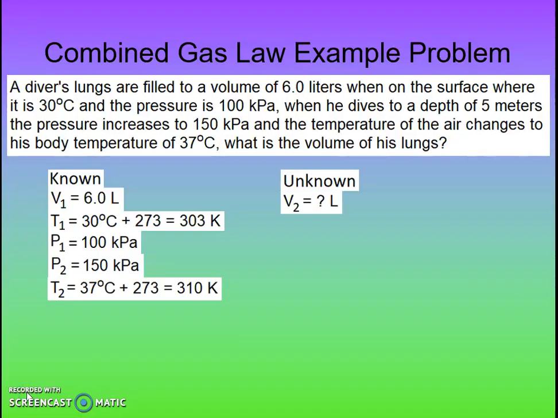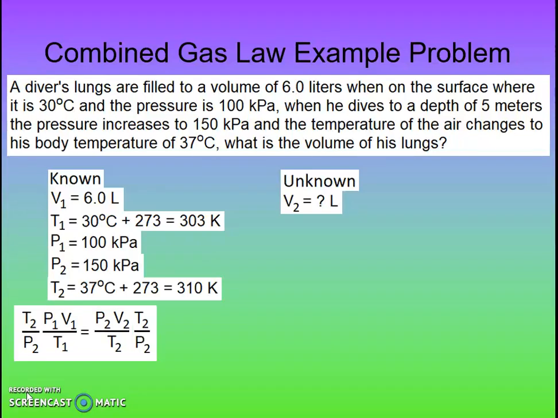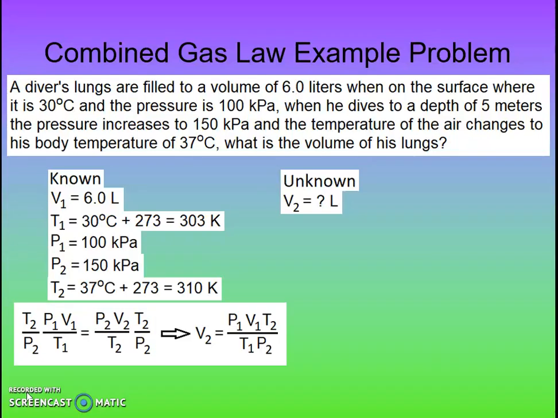So again, we use the combined gas law. It's going to relate all three of these variables of two sets of conditions to each other. So P1 V1 over T1 equals P2 V2 over T2. But we're solving for V2, so we have to isolate V2. We'll divide by P2 and multiply by T2 on both sides. And then I find the equation V2 equals P1 V1 T2 divided by T1 times P2.